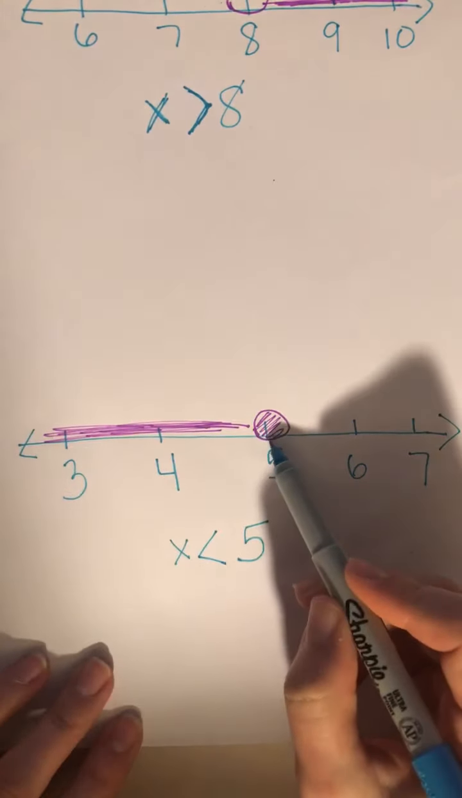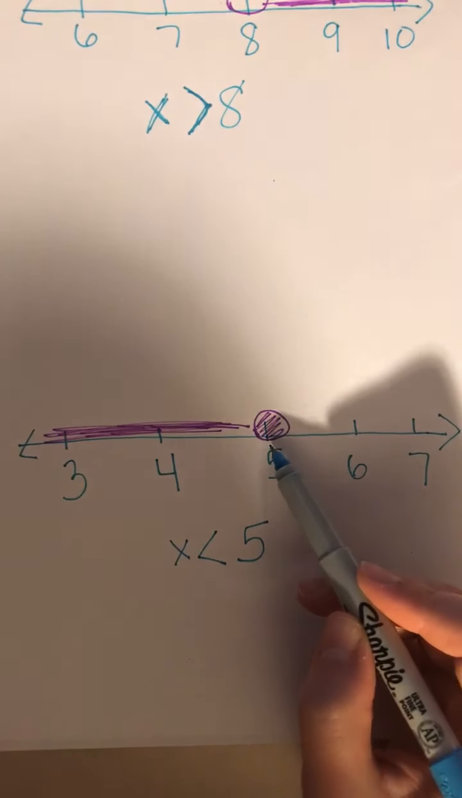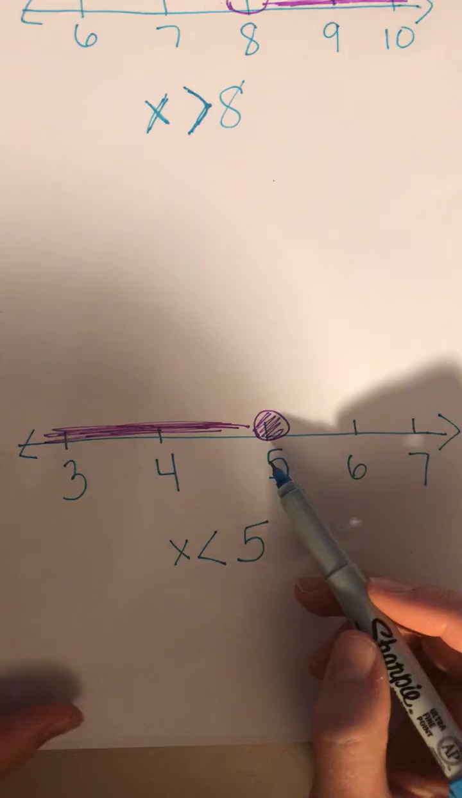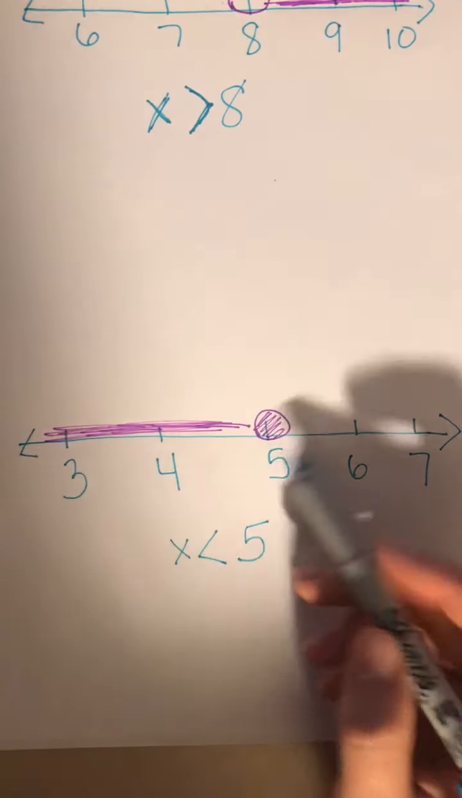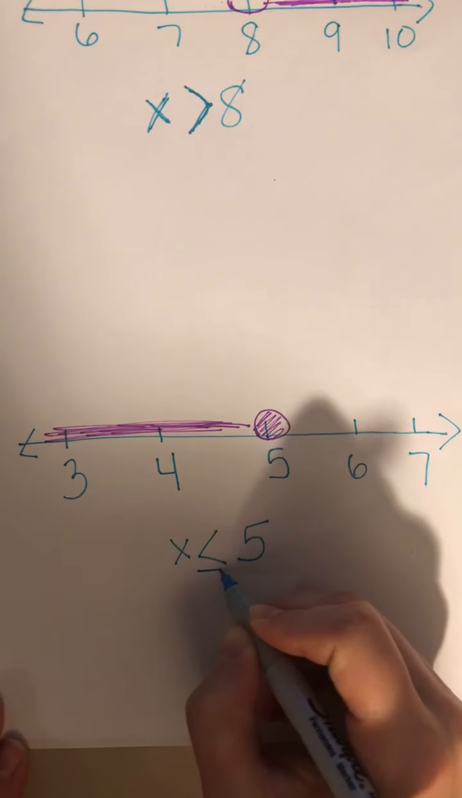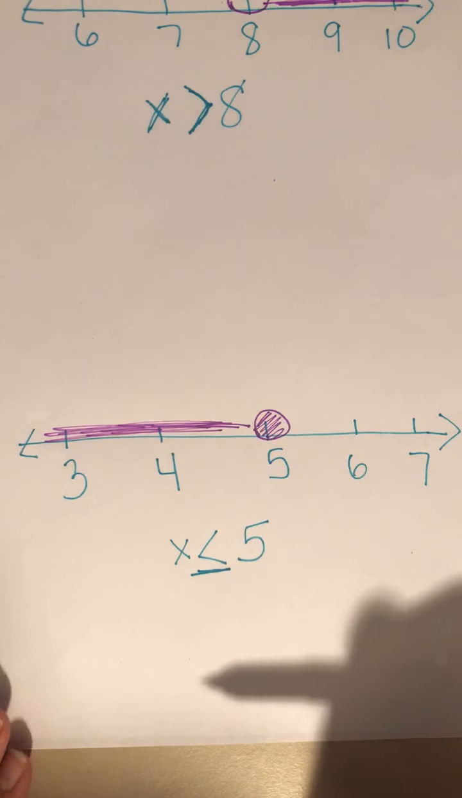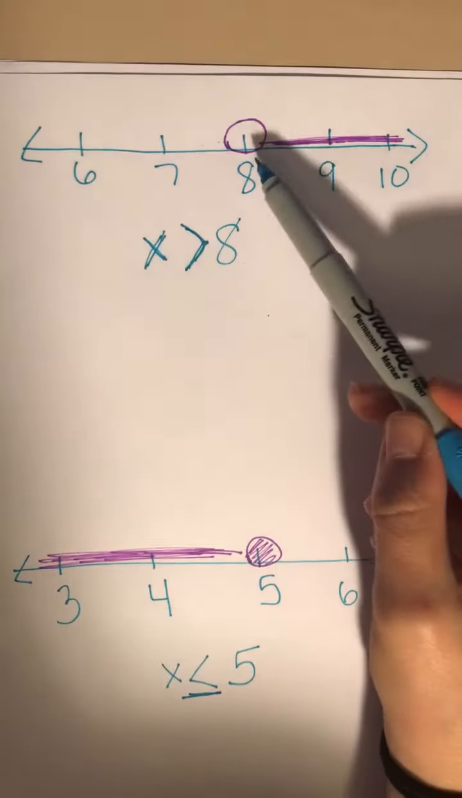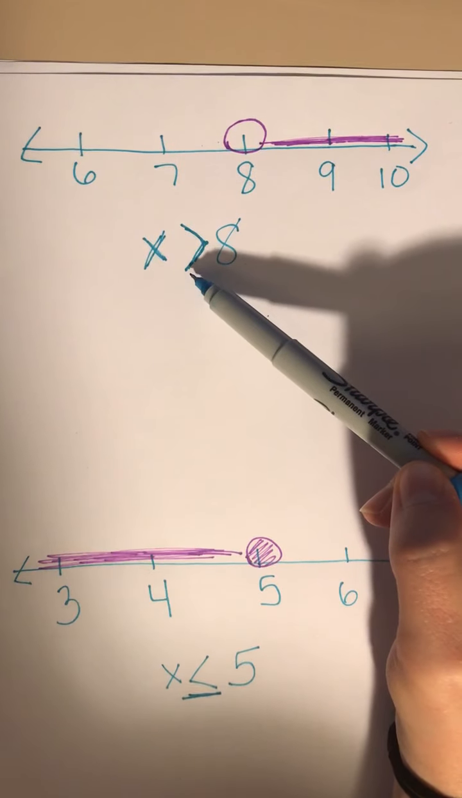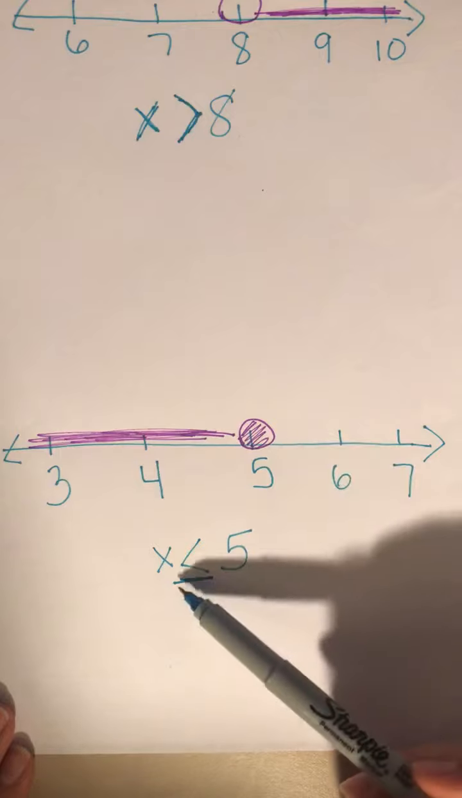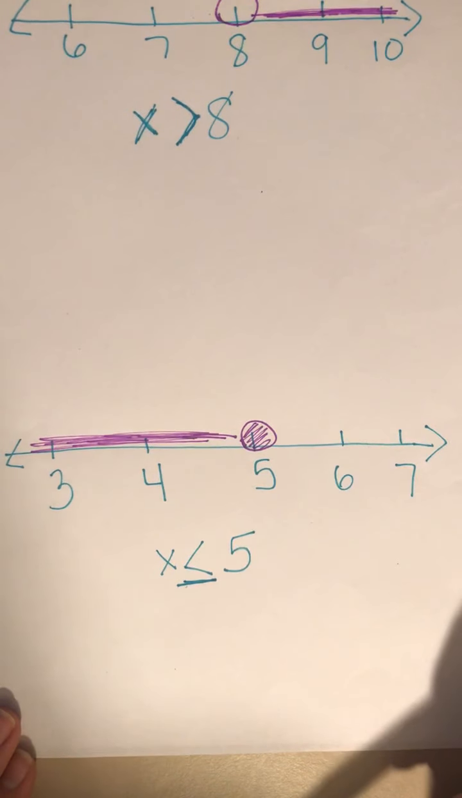But now if I look, the dot over the 5 is closed. It's shaded in, which means 5 does make the sentence true. It means 5 and all the numbers that are less than 5. So I'm going to put a line underneath to represent the shaded dot. So if you notice, when the dot is not shaded, there's no line underneath the greater than or less than symbol. When the dot is shaded, there is a line underneath the greater than or less than symbol.